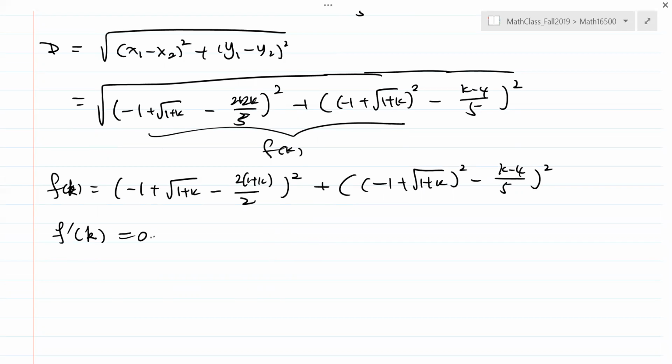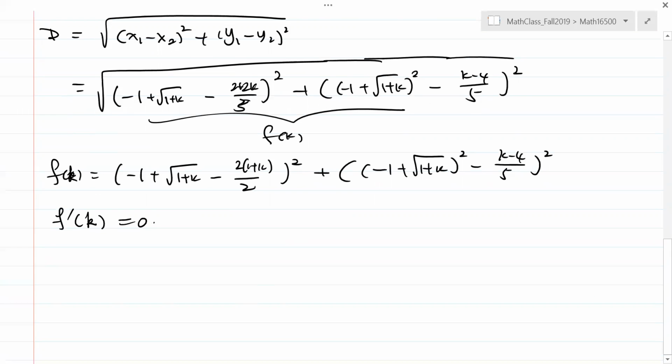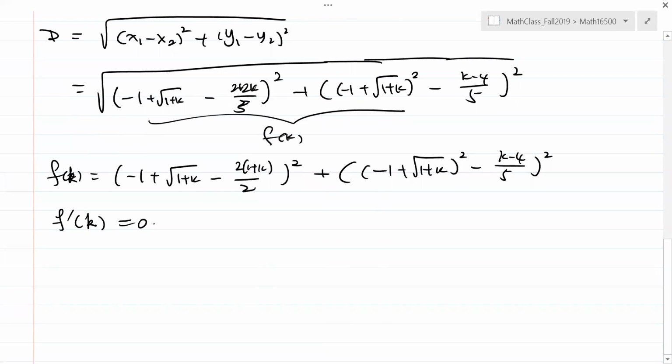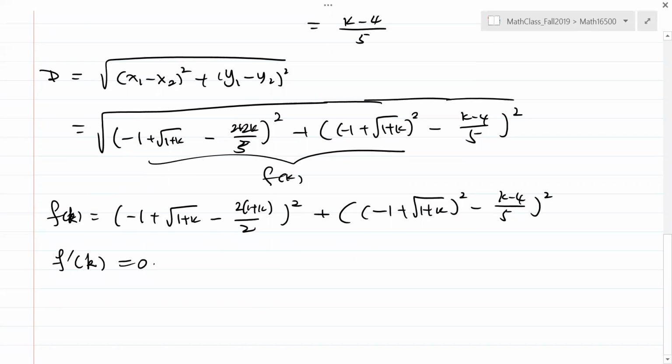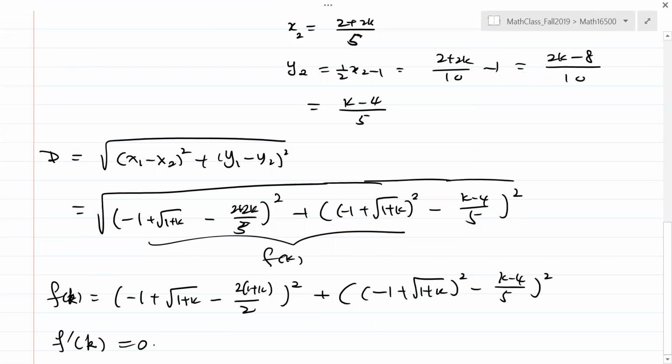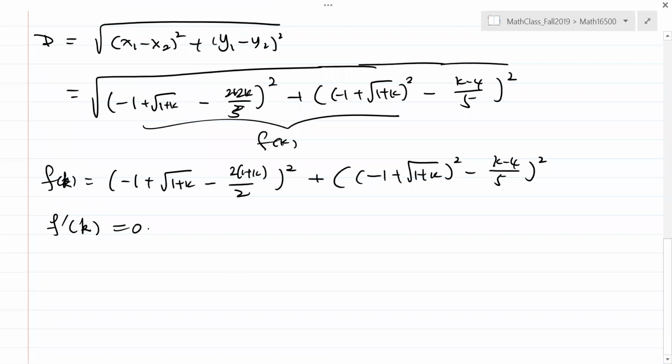Okay, just find the derivative, and you get an equation in the variable k. Then you use the k value to determine the 2 points. Okay, then you can get the exact location. So unfortunately, this is a very bad function. But the idea is clear.